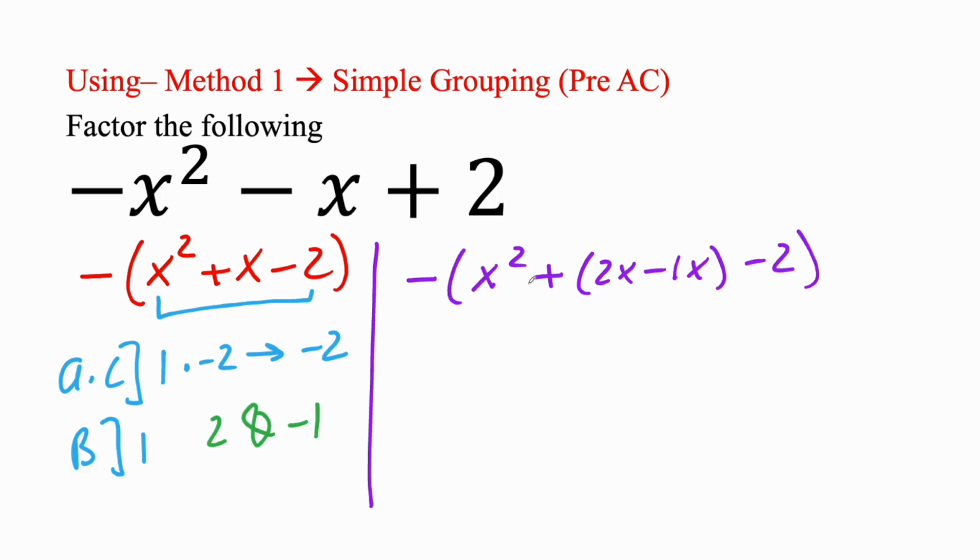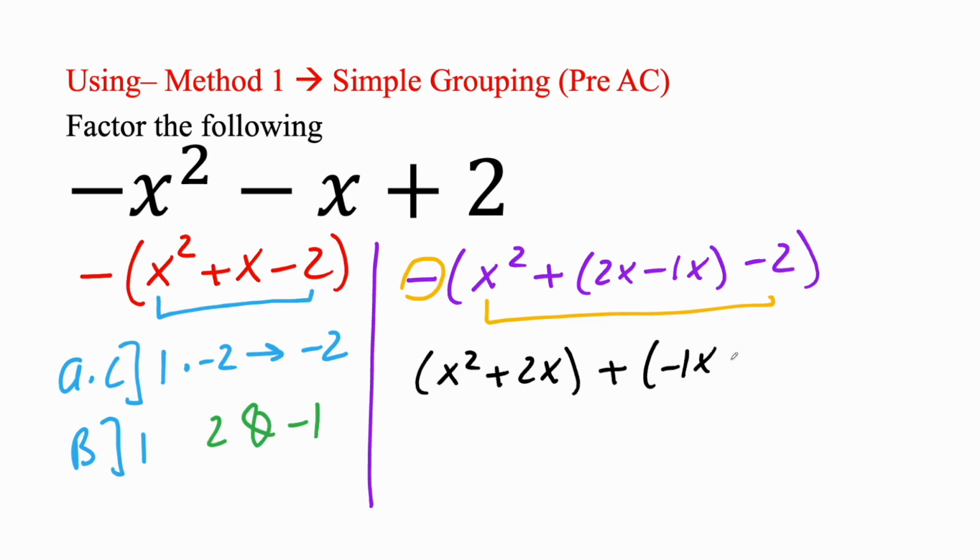Now I'm going to group these two pieces and these two pieces. And at this point, I'm going to ignore this negative till the very end. I'm just going to focus on this piece. So I'm going to group the first two pieces and the last two pieces. So x squared plus 2x, close it. In between, put a plus sign, parentheses, negative 1x minus 2.